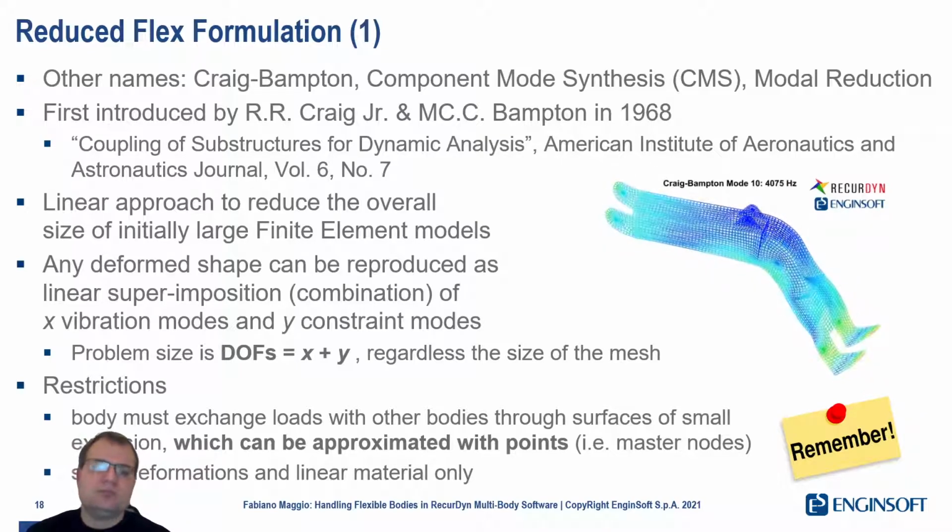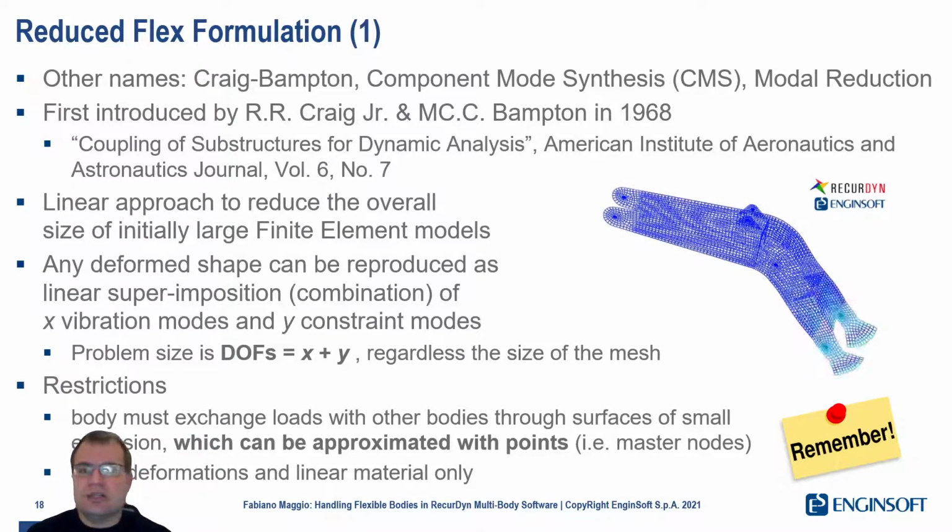Because in these two conditions, it's difficult to identify a single node through which the load is going through. For joints and concentrated forces, it's much easier because we know very well where the constraint or the force is applied. So that will be for sure a master node. The second restriction is that the deformations of this body must be small because the approach is linear. So in order to describe the body deformation as a linear combination of other deformations, all of them must remain small.